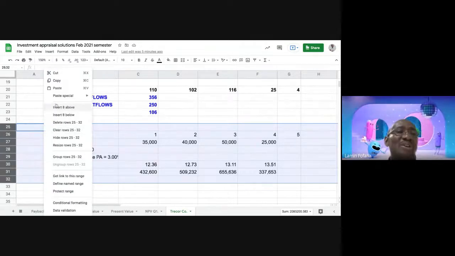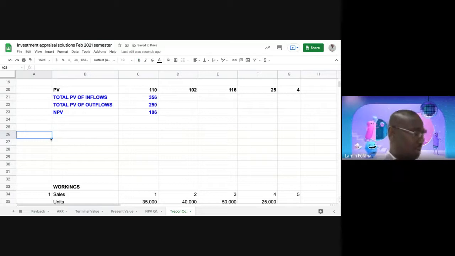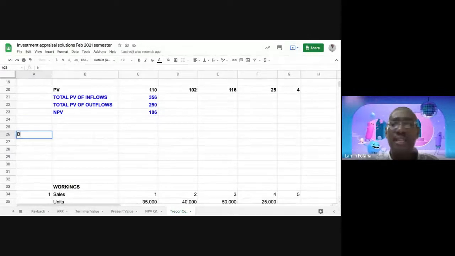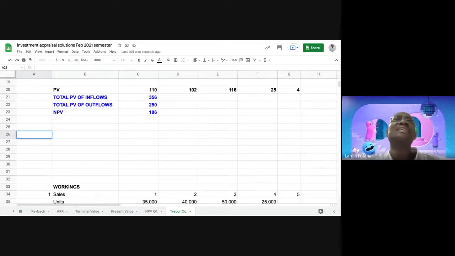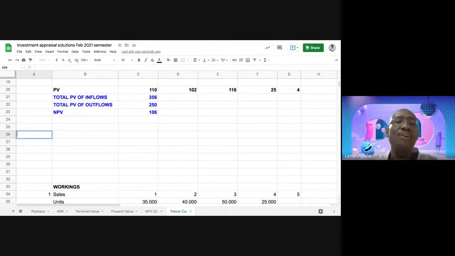Okay, so I'm going to insert some space here. We're going to do the B part quickly. Karamo, don't worry. In 20 minutes maximum, we'll be done. The IRR is just the same as the NPV, except that you substitute the numbers in the IRR formula. We're going to do it quickly. Within 20 minutes, we should be done.